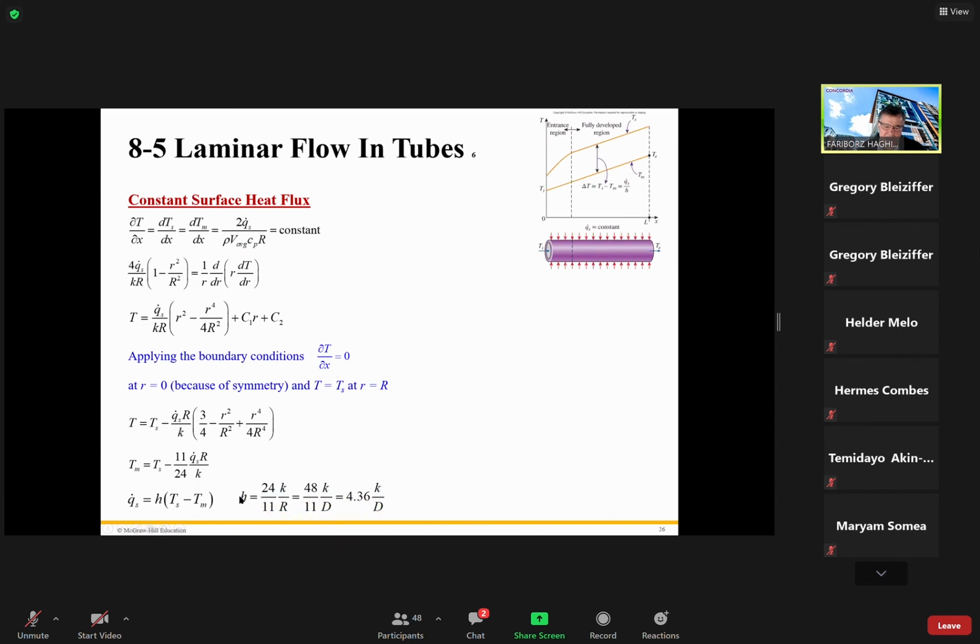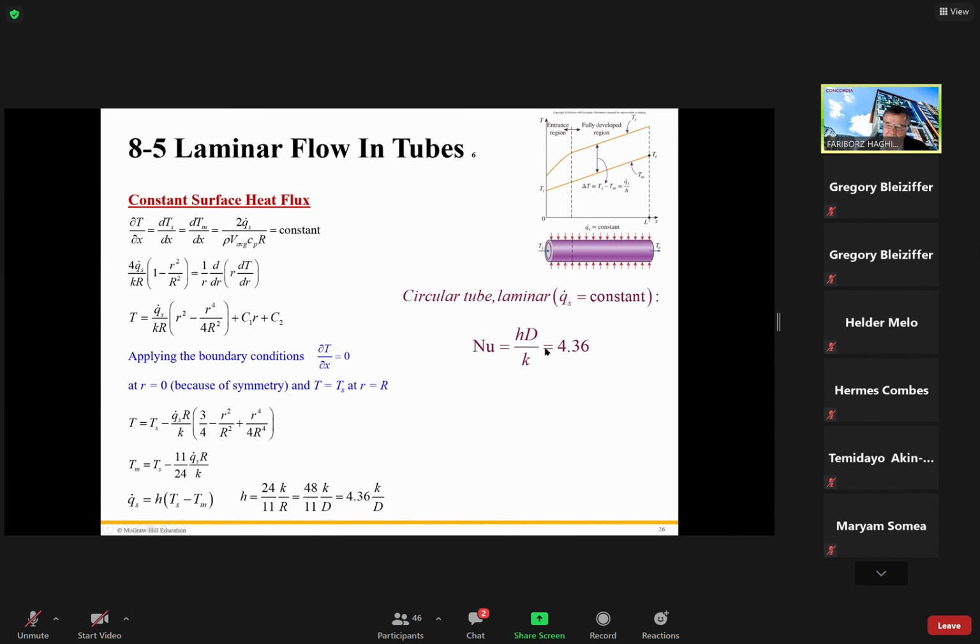My H is unknown. Therefore, I can find the H value, based on this equation, equal to 4.36 K over D, where K is the same K here, and R is related to D. If I convert this expression to the Nusselt number, I will find the expression here. This is the same as here. I put hD over k, I can find my Nusselt number. That means, again, this is very important: after the fluid becomes fully developed, the entrance effect disappears.